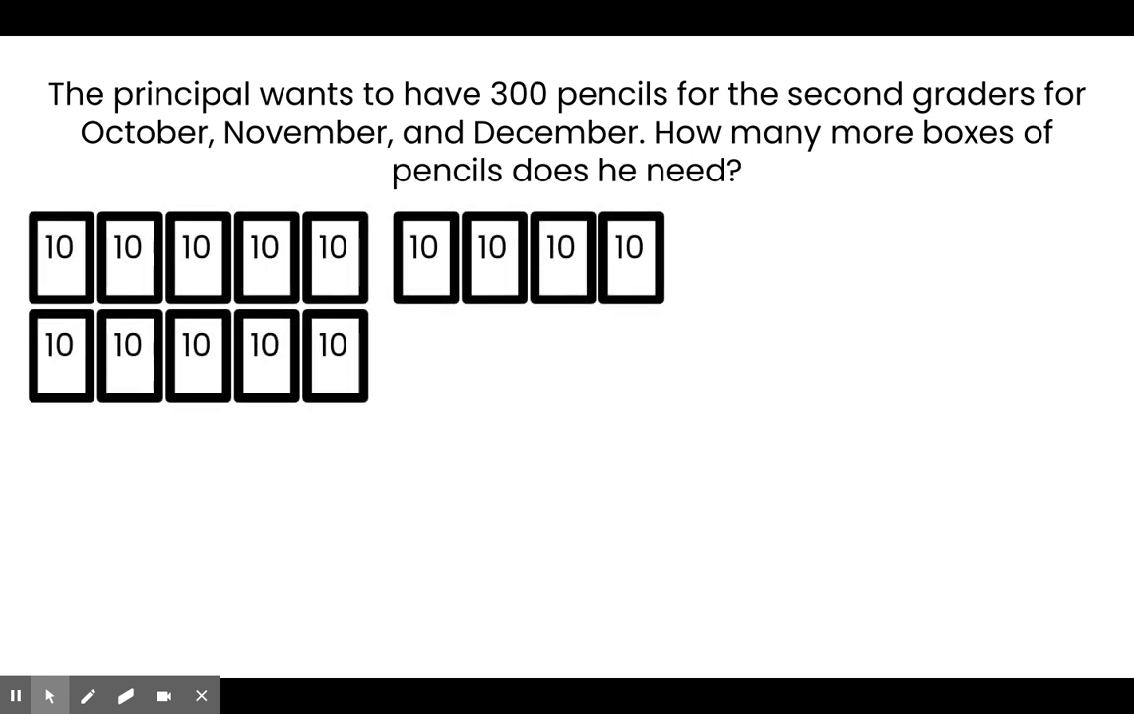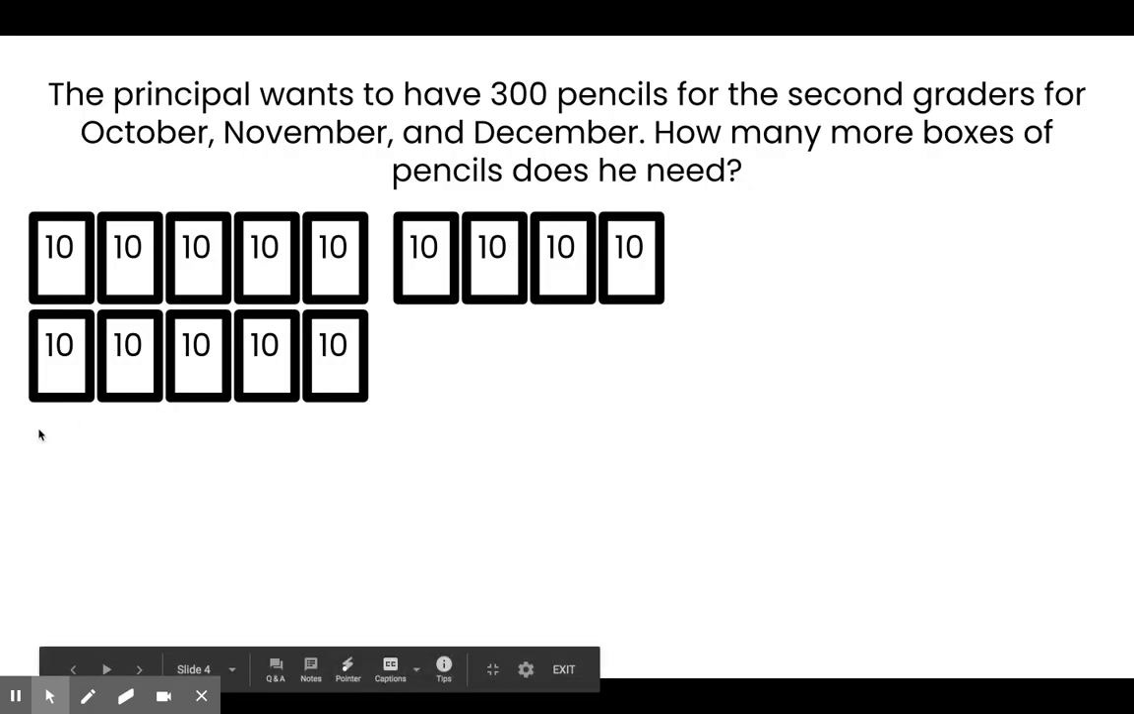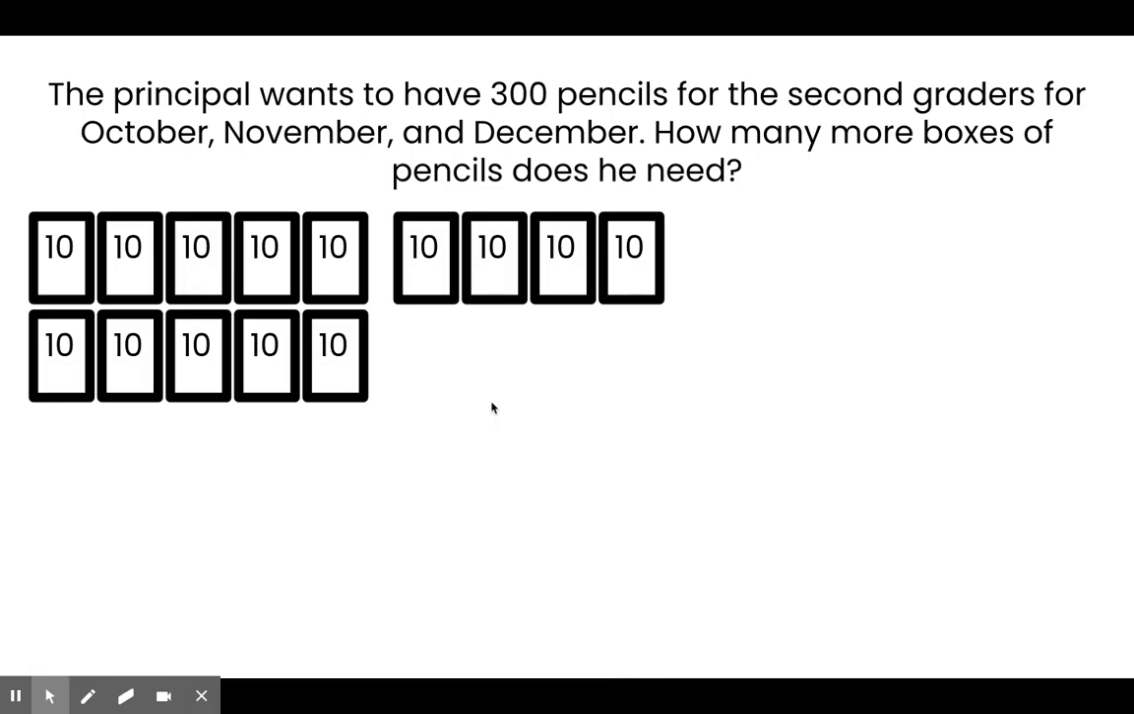Well, first, you may recall we already had 140 pencils because we had 14 packages and each package had 10 pencils. So we had 140 pencils. He wants 300 pencils. So we need to keep counting from 140 until we get to 300. That will help us know how many more packages of pencils we need. We're at 140, remember? Because that's how many we had with 14 packages. Let's keep counting by tens until we get to 300.